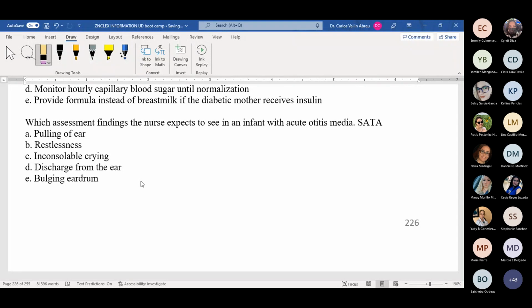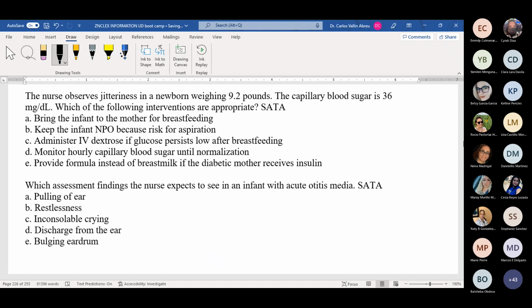Okay, let's continue. Which assessment finding does the nurse expect to see in an infant with acute otitis media? Select all that apply. Okay, Professor, I have a question on the last question. Okay, go ahead. I'm sorry, I got disconnected, and I had to connect back again.